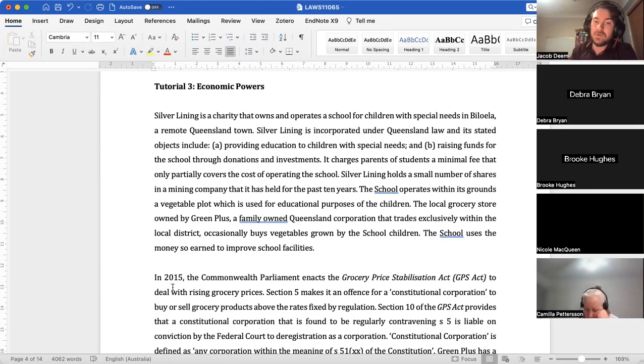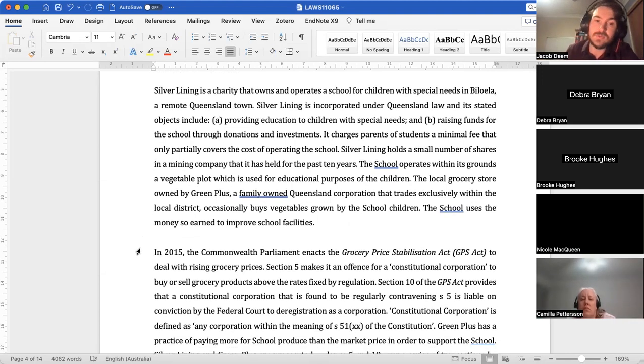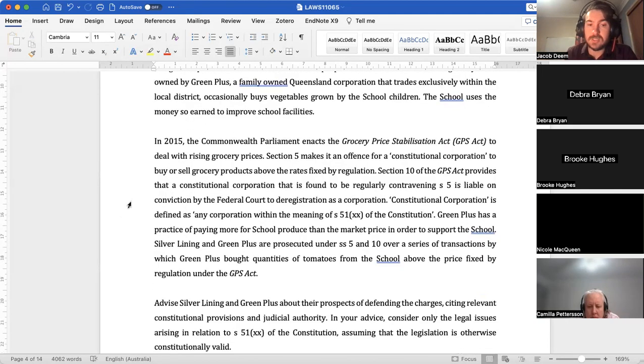Okay, so here we've got a scenario where Silver Linings is a charity that owns and operates a school for children with special needs in Biloela. They're incorporated. Note that down for later. Its stated objects include providing education to children with special needs and raising funds for the school through donations and investments. It charges parents a minimal fee. They also hold a small number of shares in a mining company that it has held for the past 10 years. They also have a little vegetable plot where they grow gardens for educational purposes. A local grocery store called Green Plus buys vegetables for school children, and the school uses the money that it earns from these sale of vegetables to improve the school facilities.